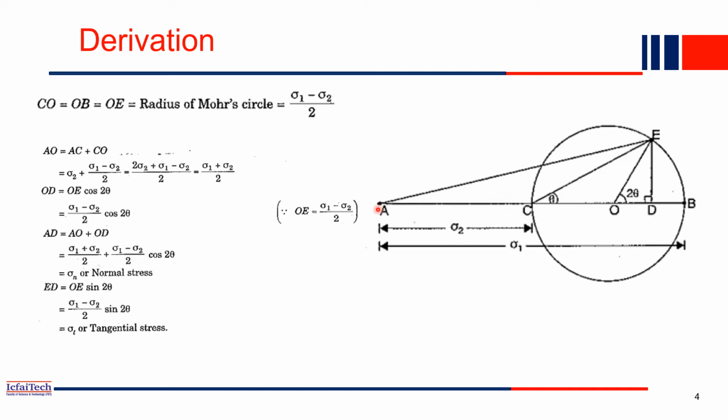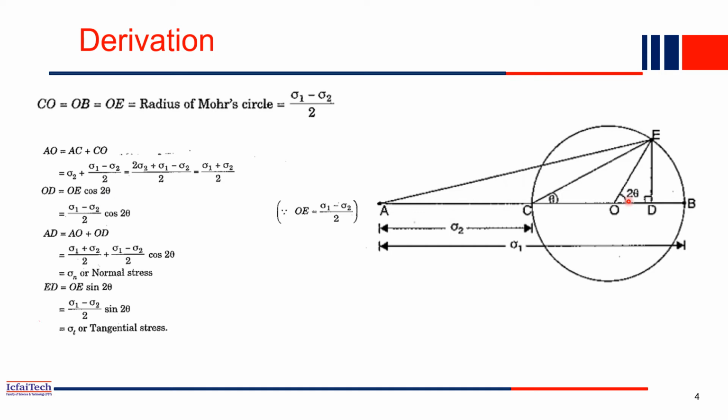Our intention is to find the length A to D, which will give you the normal stress on an oblique plane. AO we have computed. Now we have to compute OD, then we can find AD entirely. So how much will OD be? This radius you know: (sigma 1 minus sigma 2) by 2. OE you know, and this angle also you know, 2 theta. So easily you can compute the value of OD. OD will be nothing but this line times cos 2 theta. So OD will be OE, this part, times cos 2 theta. Simple triangle trigonometry gives this.